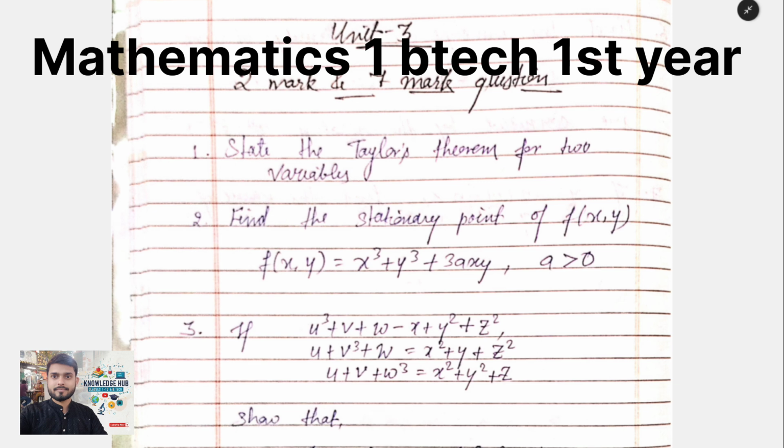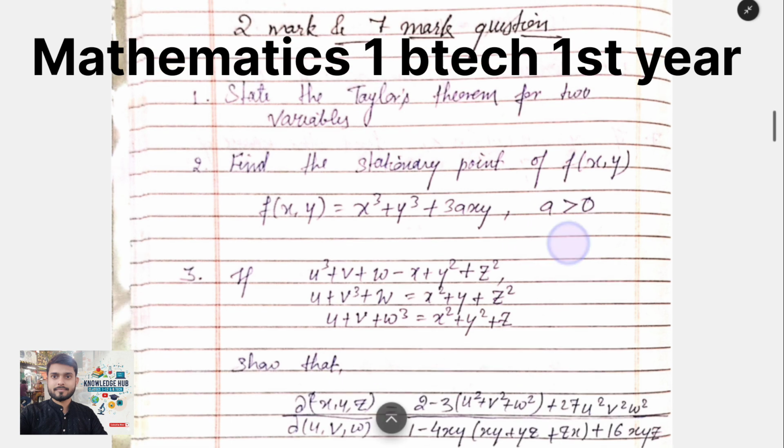Number 1 is state the Taylor theorem for two variables. Number 2 is find the stationary points of f(x,y), where f(x,y) is equal to x cube plus y cube plus 3axy, where a is greater than 0.